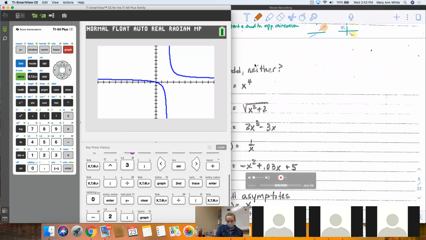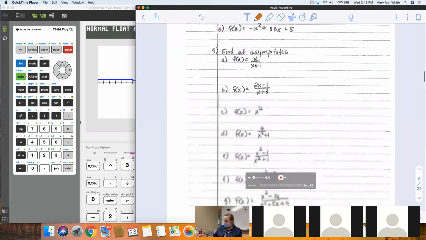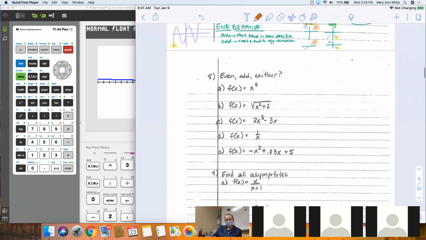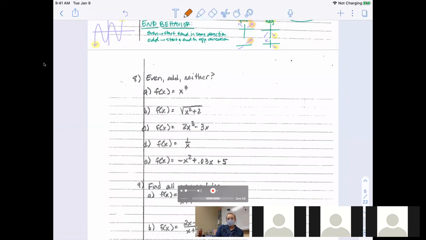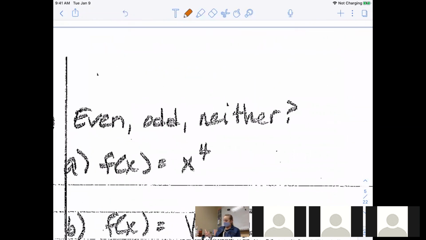I don't think I need the calculator for any of these next ones, so I'm going to make this big. Okay, so this says even, odd, or neither. We're doing symmetry here. So we're thinking back to the symmetry.